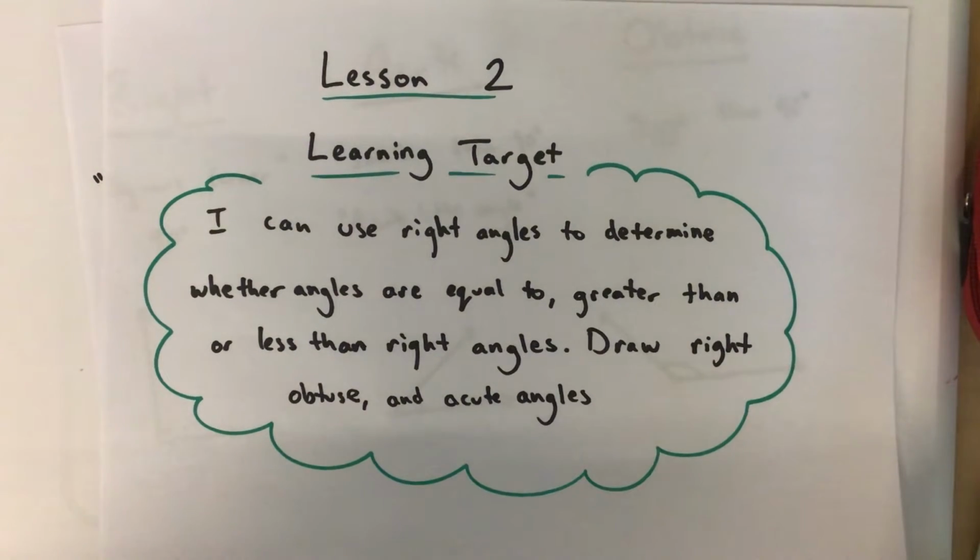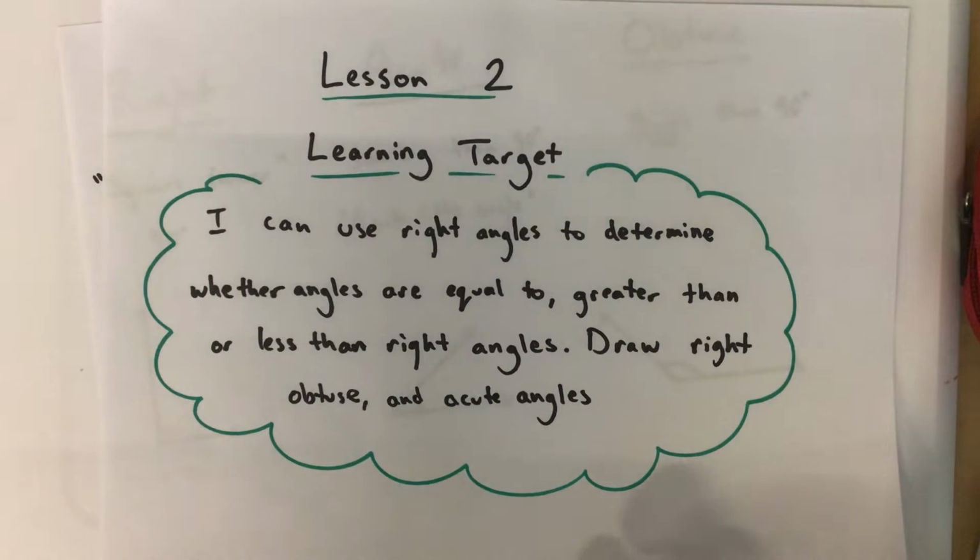This is a video lesson for Lesson 2 of our Angles and Planar Figures unit. The Lesson 2 learning target is I can use right angles to determine whether angles are equal to, greater than, or less than right angles. And also we're going to be working on drawing right, obtuse, and acute angles.